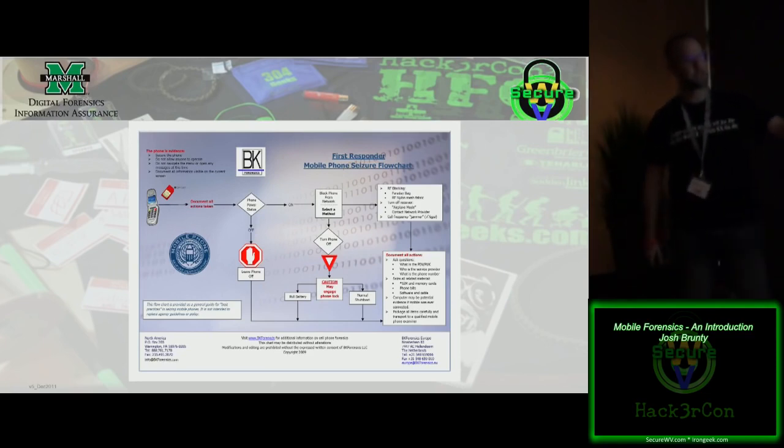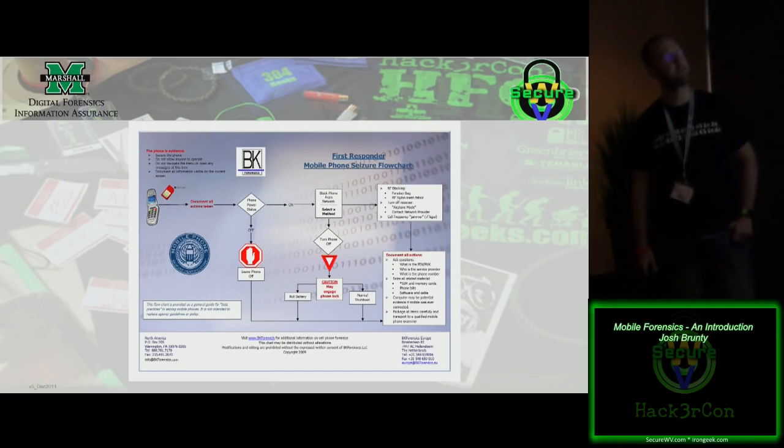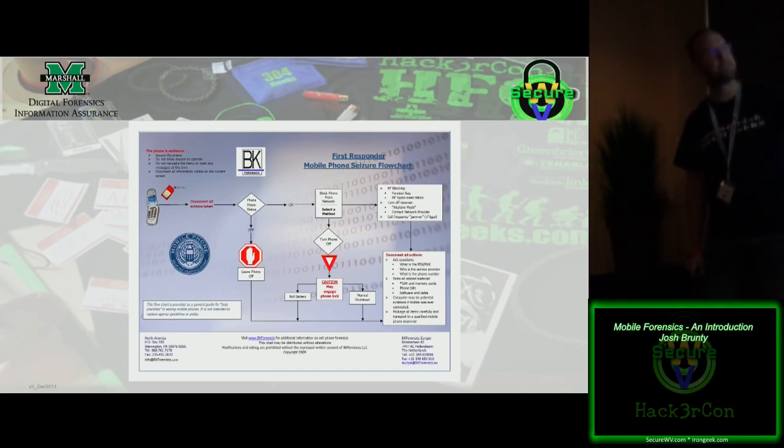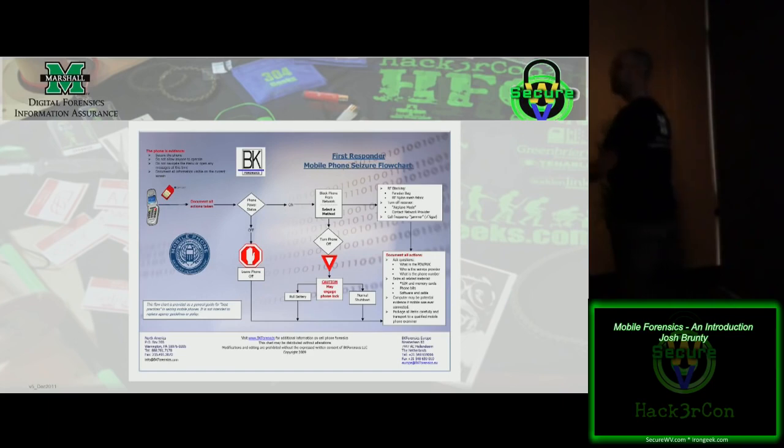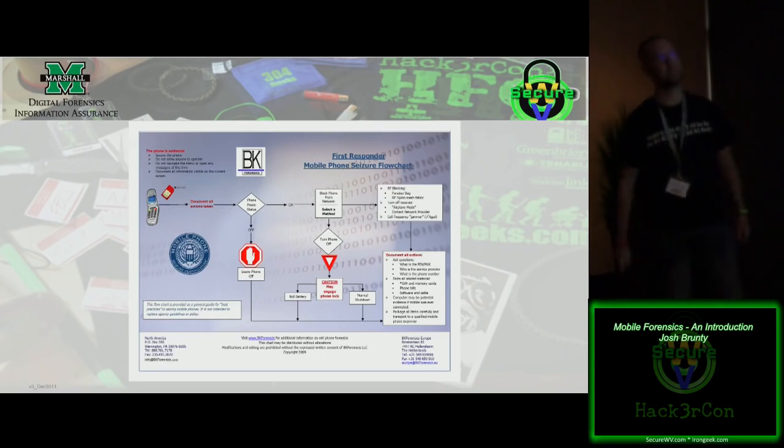This is a nice little decision-making chart that BK Forensics puts out, the folks who do the mobile phone seizure certification. They have a chart, and we hung this on the wall to show the process that we go through. If the phone's off, do we leave it off? If the phone's on, where do we go next? It's a simple little chart, but it works out fairly well.